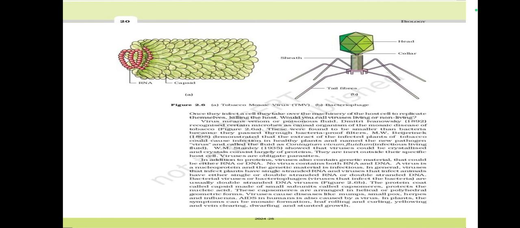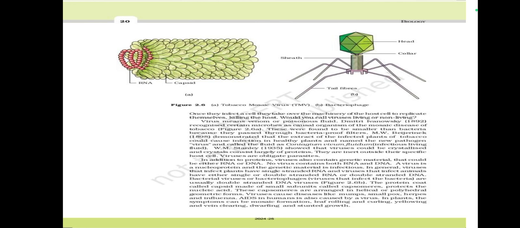M.W. Beijerinck in 1898 demonstrated that the extract of the infected plants of tobacco could cause infection in healthy plants, and named the new pathogen virus and called the fluid contagium vivum fluidum, infectious living fluid.